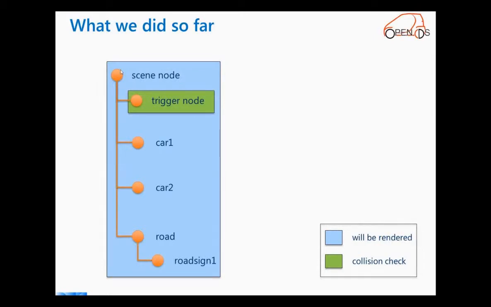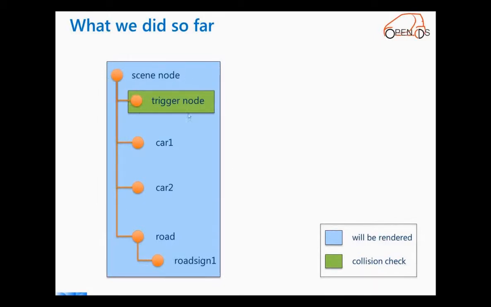First of all, the main node of the scene graph is called the scene node. It contains all the descendants which will be visualized, which will be rendered. So this is marked blue here. All the subnodes of the scene node will be shown on the screen, will be rendered.